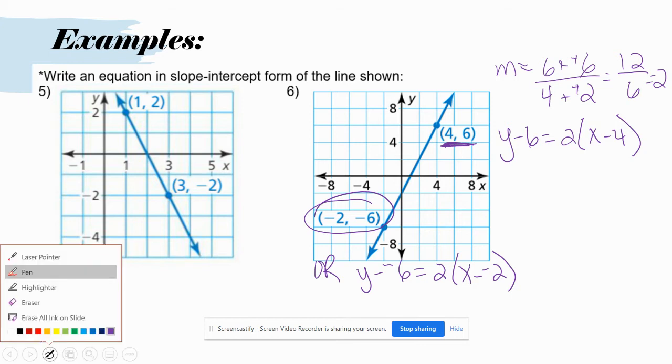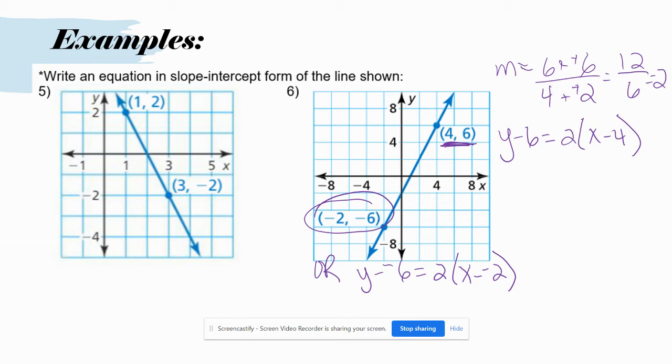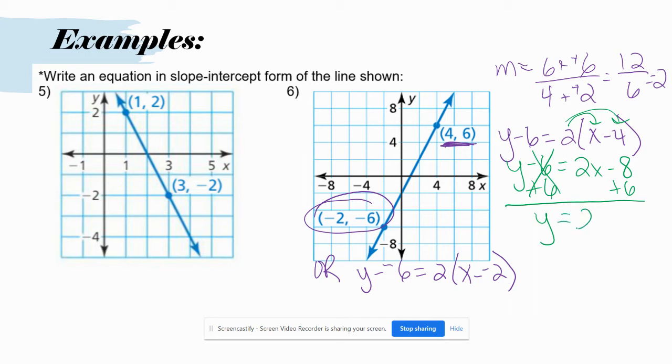So those are our point slope forms. Now for slope intercept form, we have to get y alone. If I'm using this first one, I'm distributing the 2. We have 2x minus 8. The opposite of subtracting 6 is to add 6. The 6's add to 0, so we have y is equal to 2x minus 2.